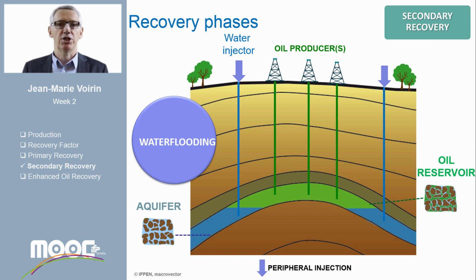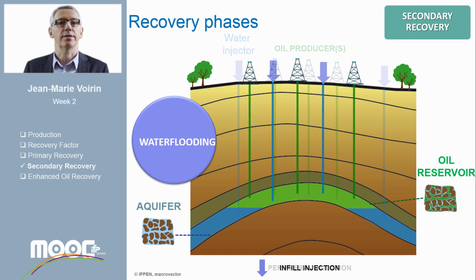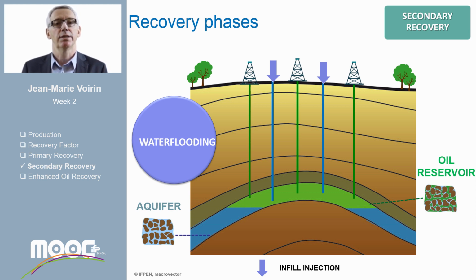When a water flood is initiated, water can be injected to supplement an existing aquifer at the periphery of the oil reservoir. This is called peripheral injection. In some cases, it is sufficient. If not, water can also be injected into the oil zone either at the start or progressively, following peripheral injection. This is called infill injection.